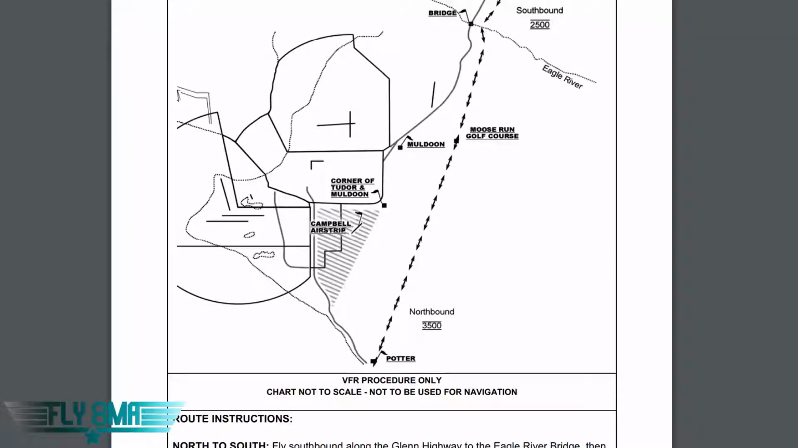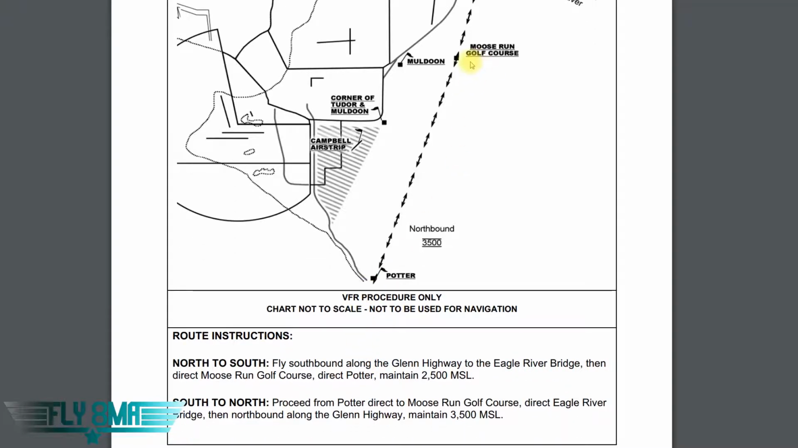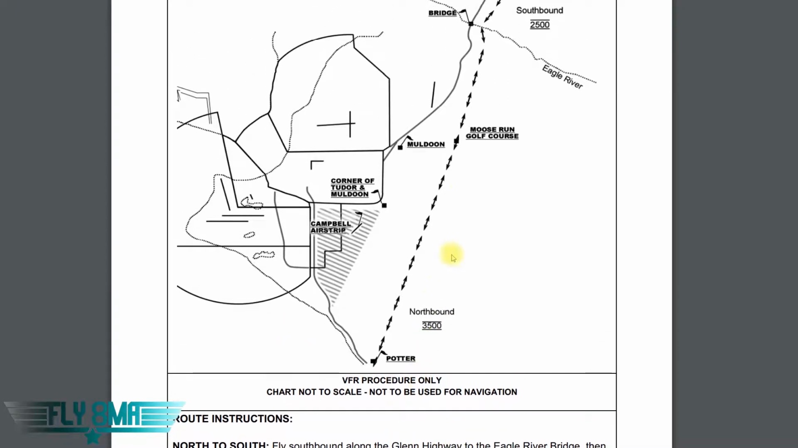So they have this published procedure that tells us between Potter's Marsh and the Moose Run Golf Course that they like you to be northbound at 3,500 and southbound at 2,500. That gives you some good separation: not too high, where you might interfere with airline traffic or military traffic, and not too low, where you're interfering with other arrivals and departures in and out of Hood and Merrill.